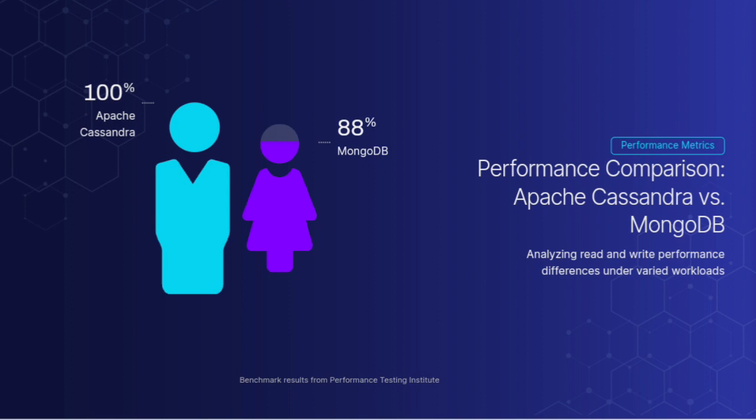MongoDB offers good performance but may experience higher latency in write-heavy scenarios compared to Apache Cassandra. It uses memory-mapped files and write-ahead logging for durability and recovery, impacting write throughput under heavy load.